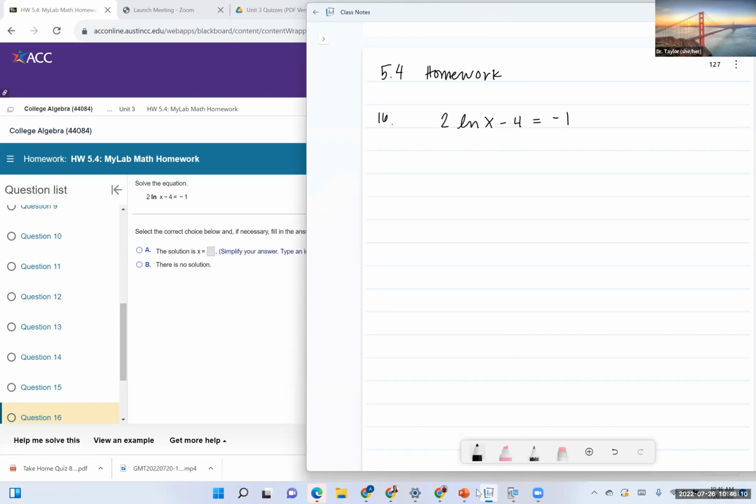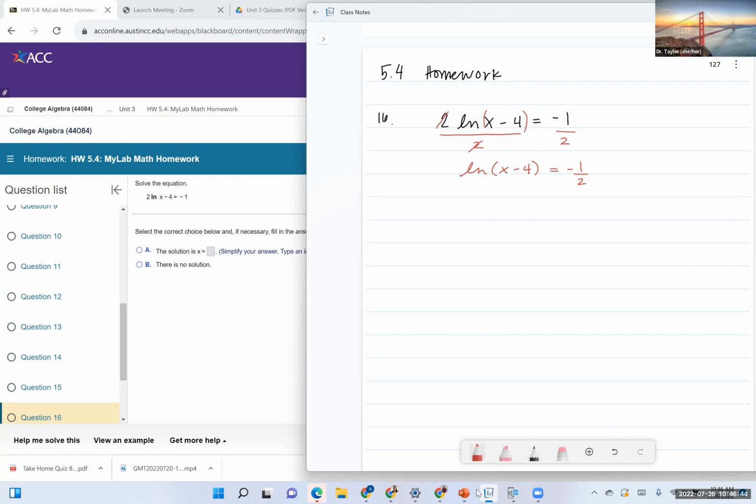Okay. The first thing that you want to notice is that even though this isn't in parentheses, this is ln of x minus 4, like that is together. It's not separate. So the first thing we'll do is divide by 2 to get rid of that. And then we have ln of x minus 4 equal -1/2. At least that's how I see it. So let's see if that's right. I could be totally wrong.